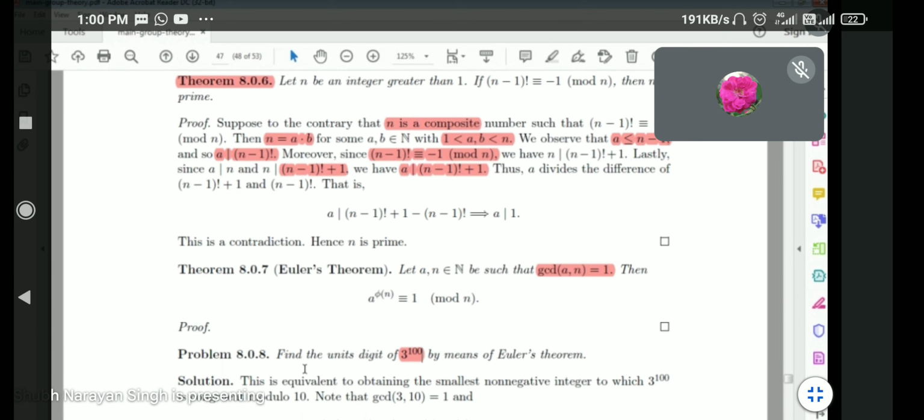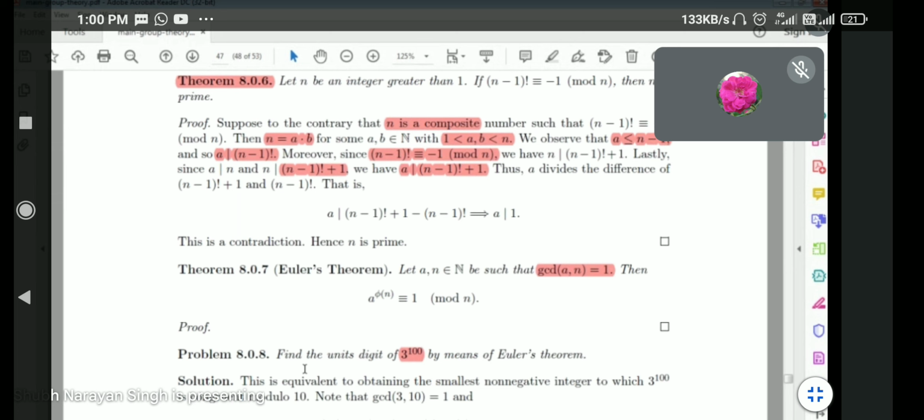So 3 to the power 4 is 81, the unit digit is 1. Then 3 to the power 4, whole to the power 25, will be 1. Its unit digit will be 1.